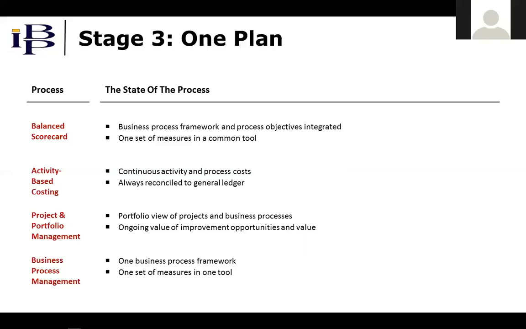Activity-based costing, you see that continuous activity costs and process costs are always reconciled to the general ledger. And from a project and portfolio management view, you start seeing that you have a portfolio view of projects and business processes. And there's always this ongoing value of improvement opportunities. So I always know, like I said before, what my non-value-add activities are, but I've associated them to some sort of potential project in which I could invest.